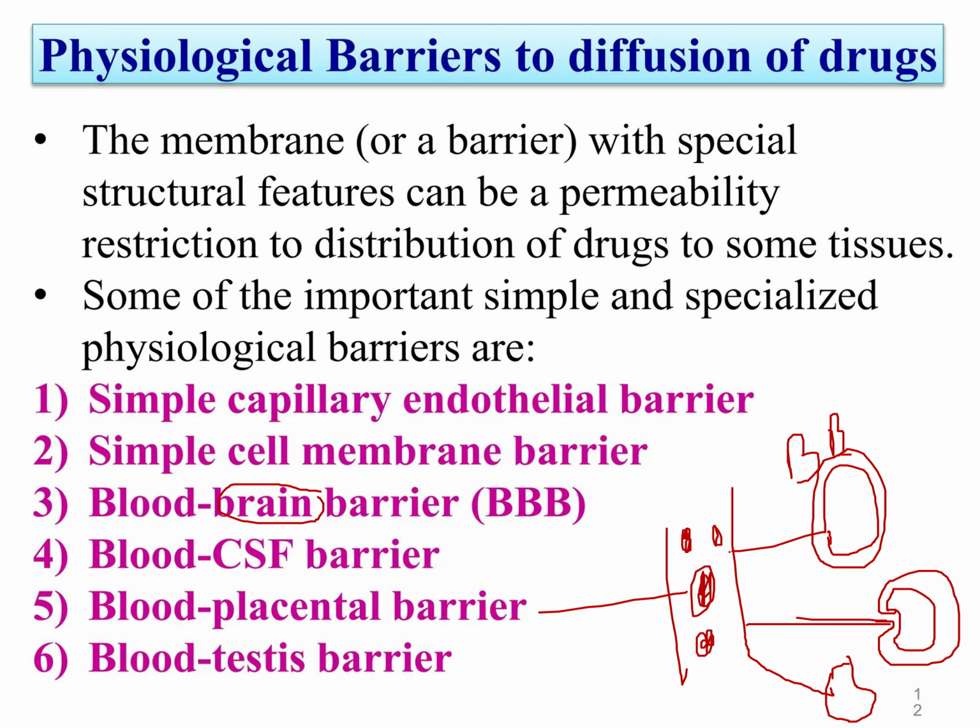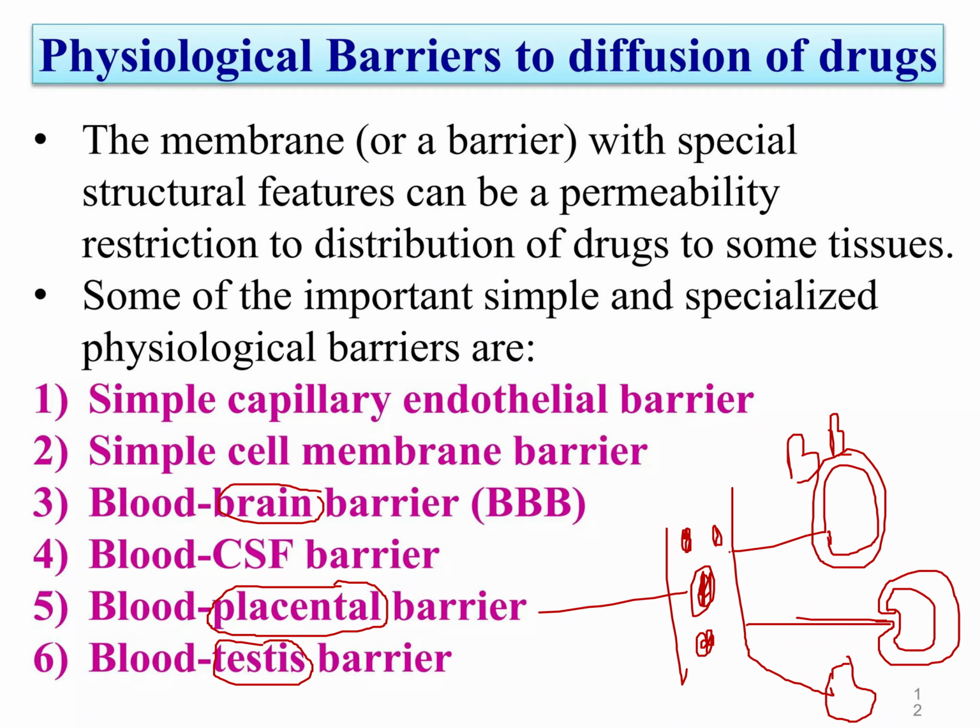Then the placenta. Every one of us has passed some of our time during the embryonic or fetal period here. This is a crucial thing. Then the testis. Here, sperm is produced, and it is one of the most crucial organs for reproduction. So these are very critical organs, and so there are some barriers.